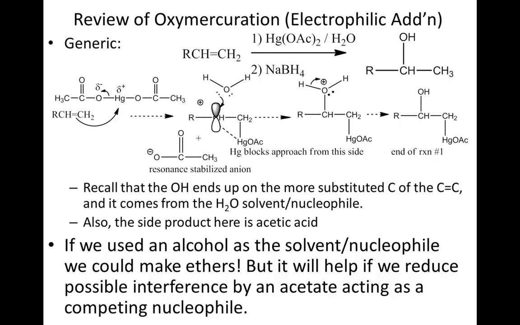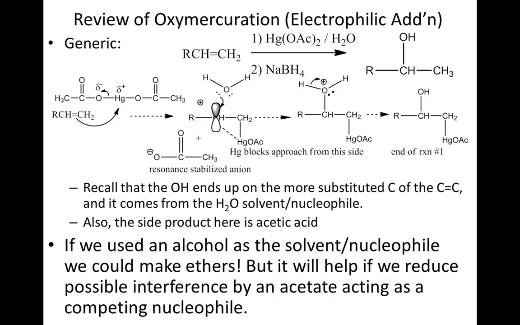Okay, so we're going to talk about other ways to make ethers besides the Williamson ether synthesis. And I want to review first how we made alcohols from alkenes, because we can modify this reaction to use for ethers. So this was back in the chapter on alkenes.